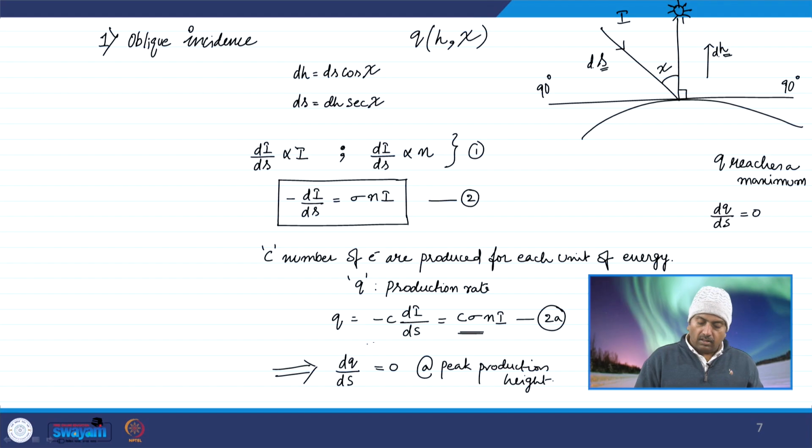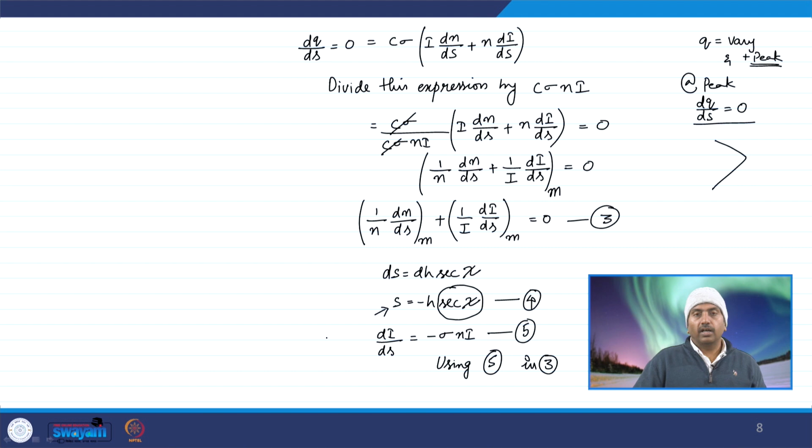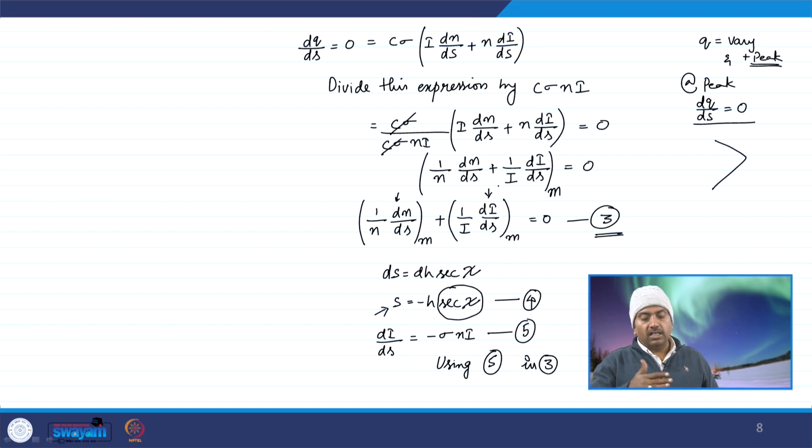Using this simple condition, we are now modifying the rate of production expression and saying that at the maximum value the production should be 0. So, using that we have arrived at expression number 3. Now, in expression number 3 we have two terms, dn by ds and dI by ds. So, dI by ds tells you how the intensity is changing with respect to the oblique incidence, and dn by ds tells you how the number density is changing with respect to the oblique distance. We are trying to get the meaning of these terms in terms of what we know already.